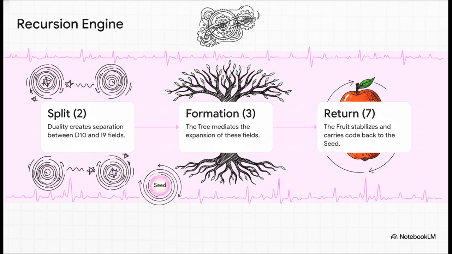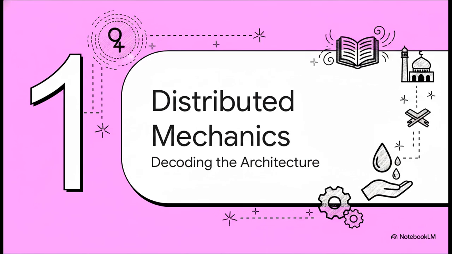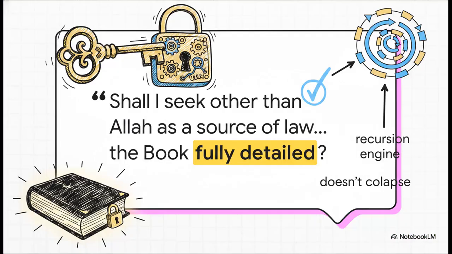This engine turns abstract math into the literal heartbeat of the cosmos. Section 1. Decoding distributed mechanics. Let's see how this actually answers those practical questions we started with. Look at the decisive question in verse 6:114.